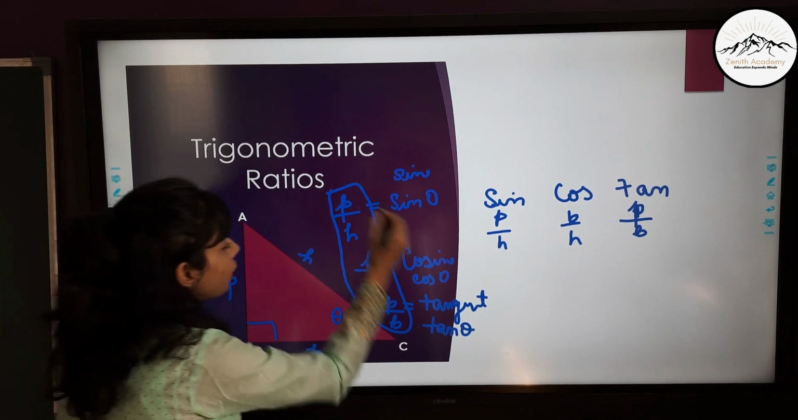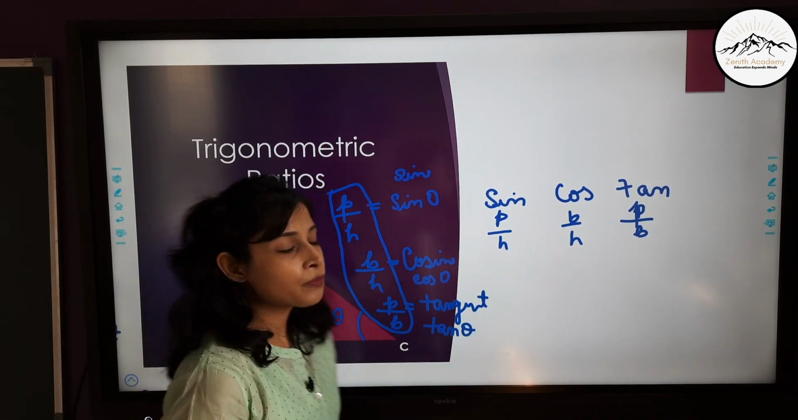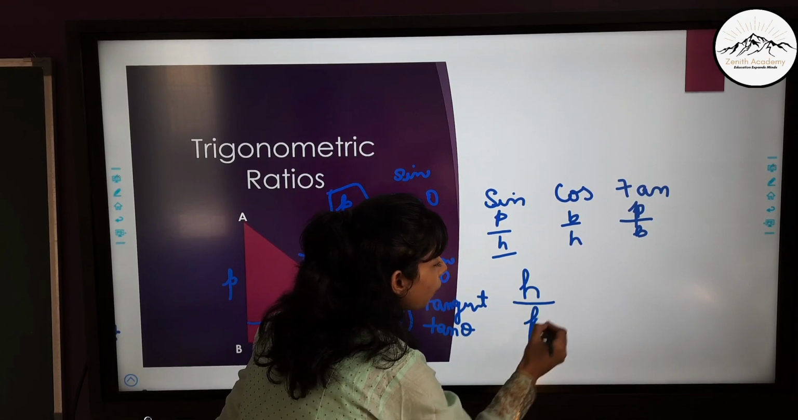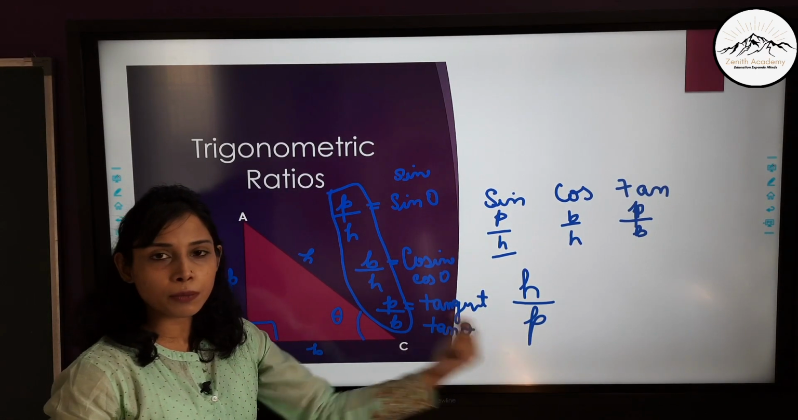So, now we have found out these three ratios. If I want, I can write hypotenuse upon perpendicular as well. This will also be another ratio.